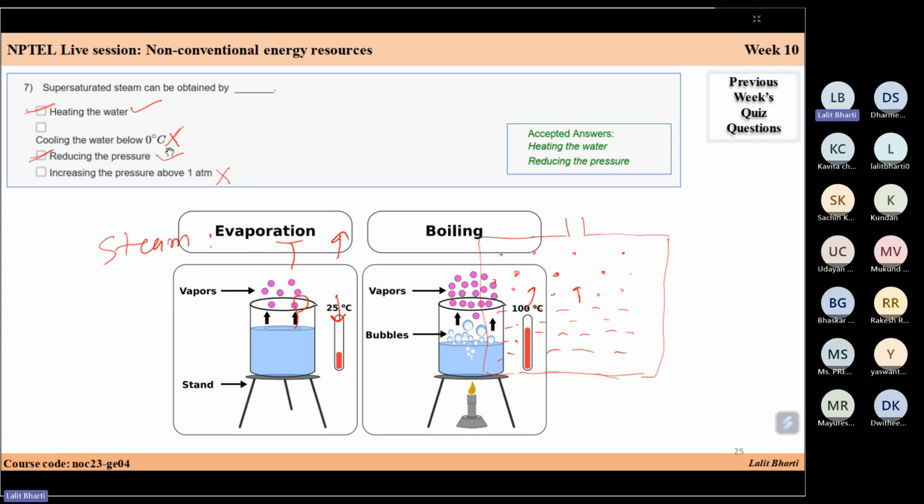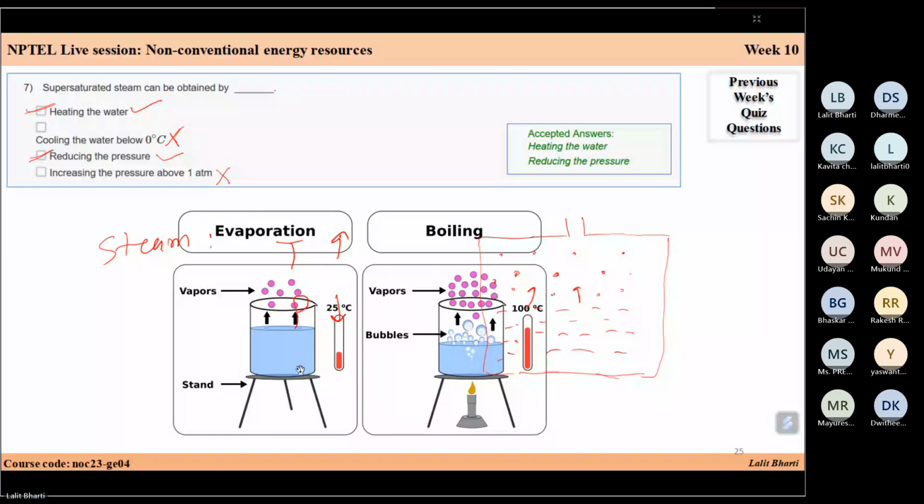Cooling the water below 0 degrees Celsius, that is incorrect, because we'll just freeze the water. Then reducing the pressure. So yes, that is also there. Increasing the pressure above 1 atm. So we have seen basically what evaporation is.